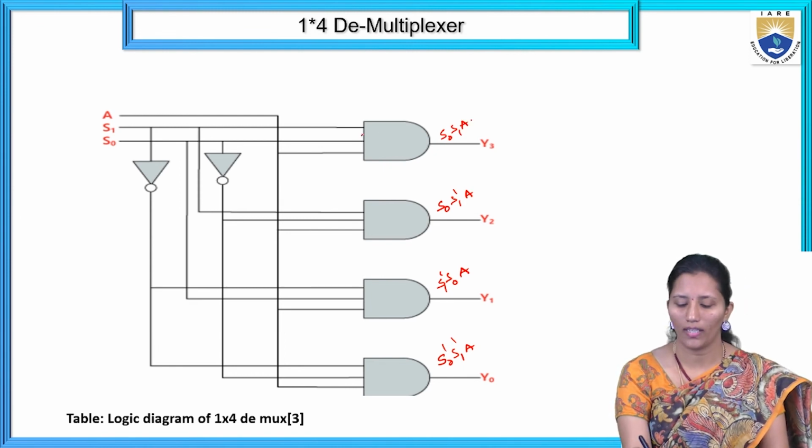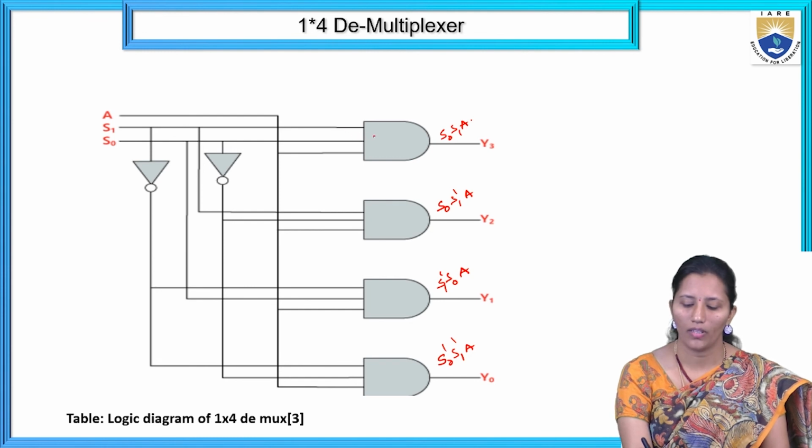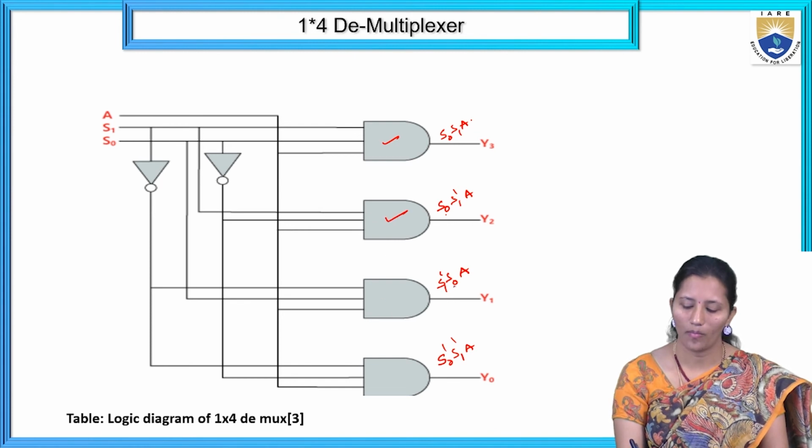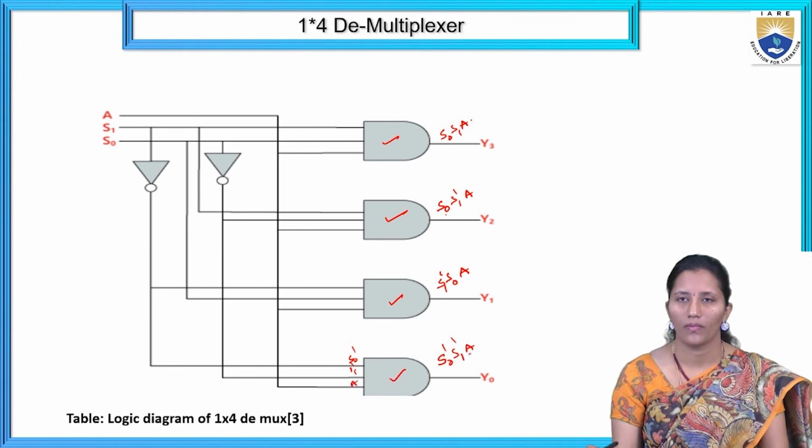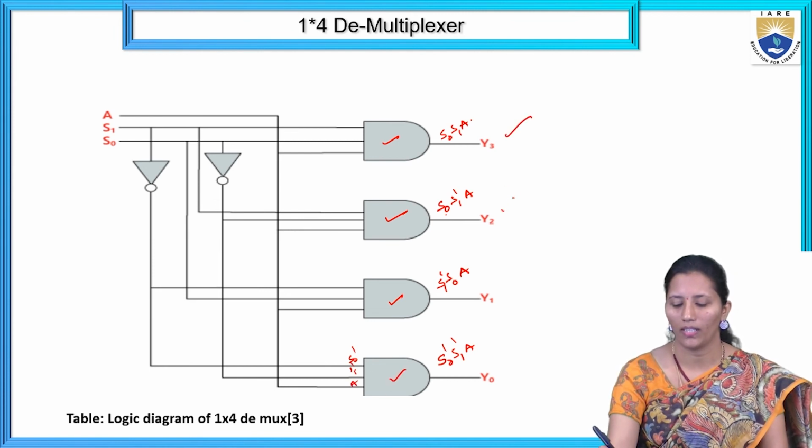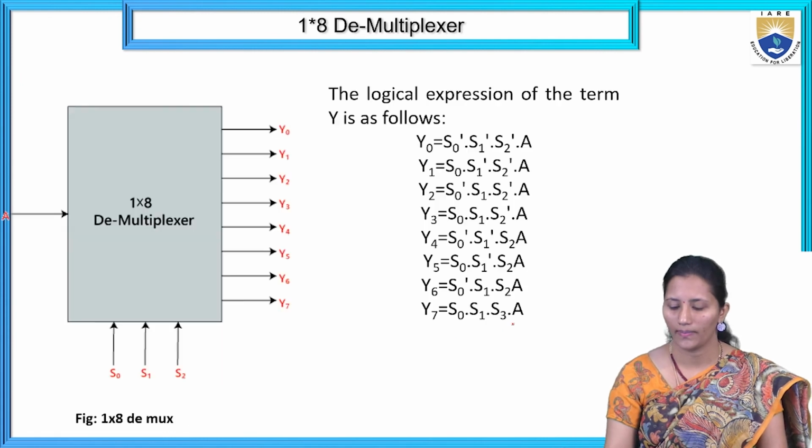So these are the product terms we are using. S0, S1 and A are given as inputs to this AND gate. S0, S1 dash and A are given to this AND gate. S0 bar and S0, A will be given to this AND gate. To get the product term S0 dash, S1 dash and A, we are giving these lines to this product term. Okay, so then we are going to get Y3, Y2, Y1, Y0.